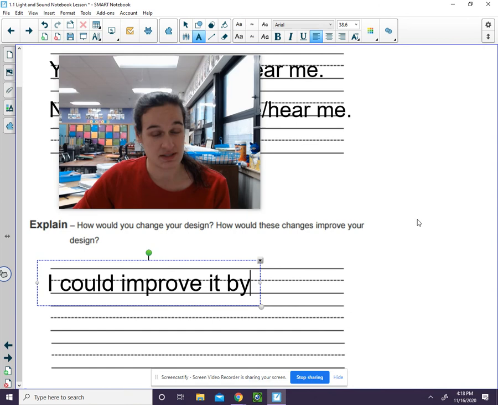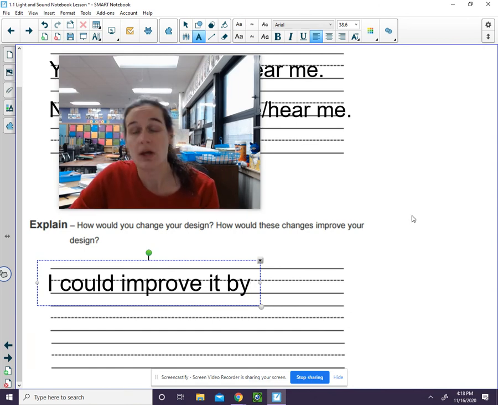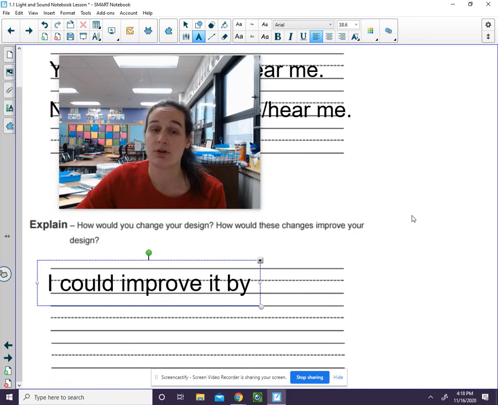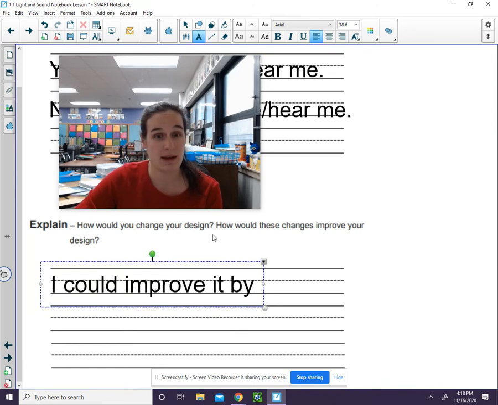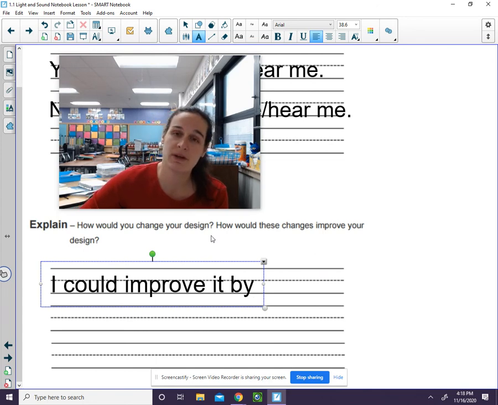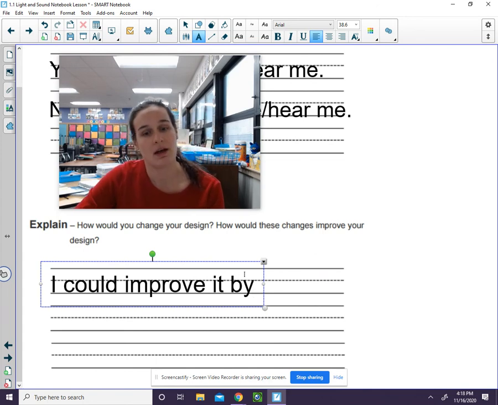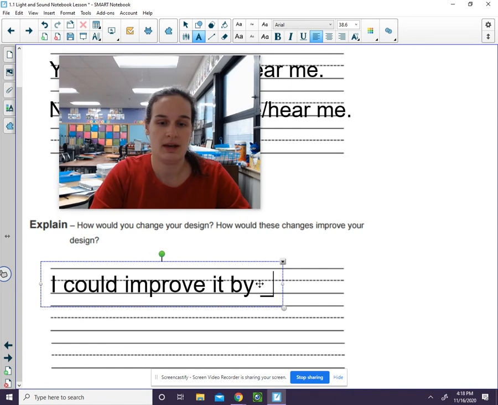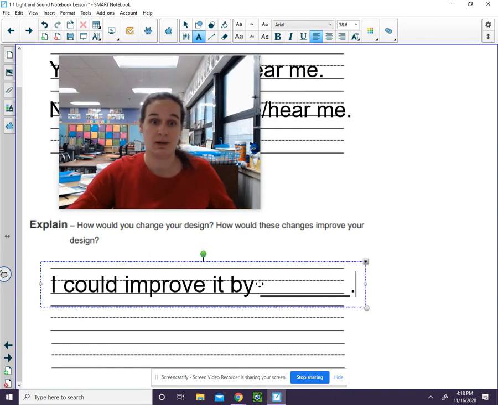If your design wasn't successful, maybe you need to think of something that could be louder. Or if they couldn't see your device, maybe you need to think of a way to actually get the light to them. So try to think of a way you could improve it. Or maybe you should improve it by just switching to doing sound or by switching to doing light. Whatever you think, you will then add your idea there.